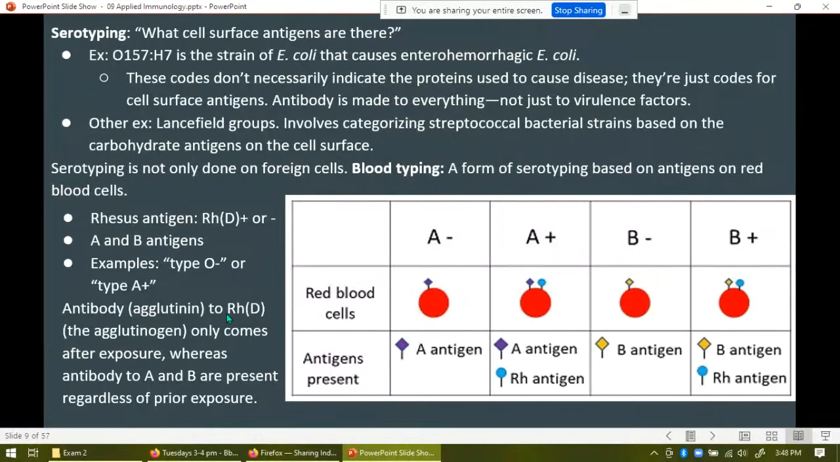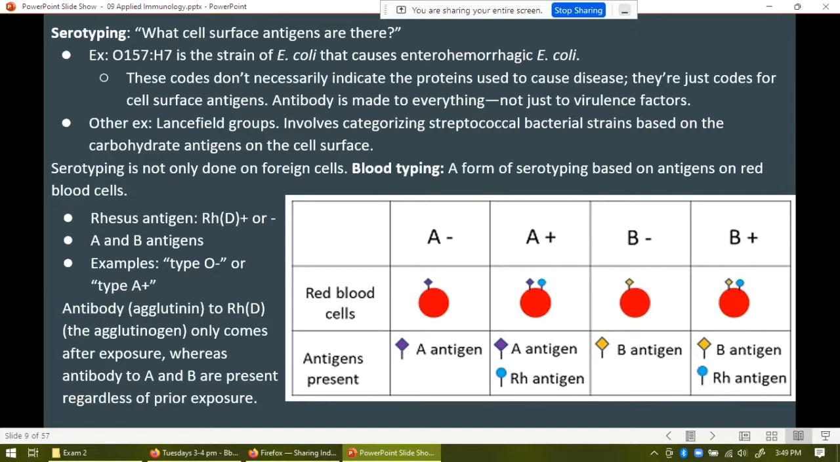On the other hand, antibody to the RhD antigen only comes after exposure. And this can result in disease. Sometimes a mother will have a child with a father who has the RhD antigen on his red blood cells, but the mother does not have the RhD antigen on her red blood cells. What that can result in is a baby who has the RhD antigen on its red blood cells, and then during birth, the mother is exposed to a little bit of the baby's blood, and that can result in the mother creating an immune response against the RhD antigen.